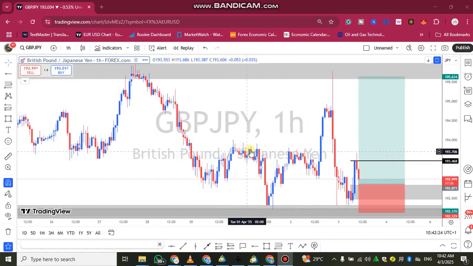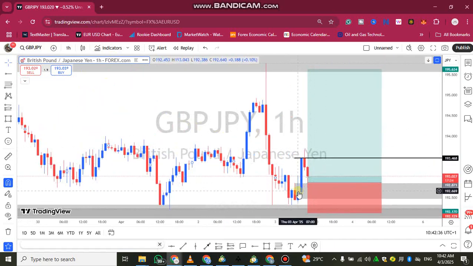So this is what I did today on the Gbpjpy. As you can clearly see, I'm on the buy trade. I'm buying because of this bullish order block. When price dipped into the order block, I saw an opportunity, so I took a buy trade on Gbpjpy.